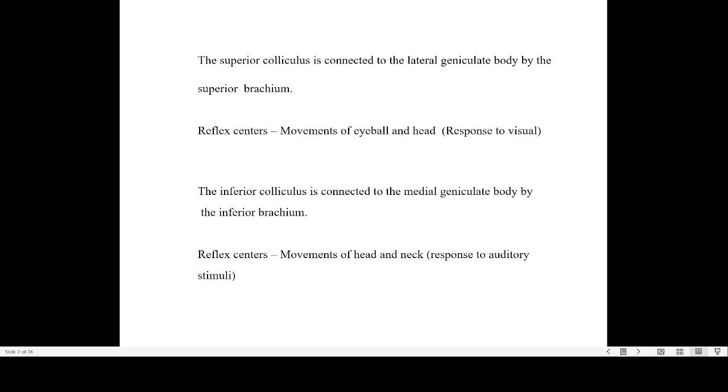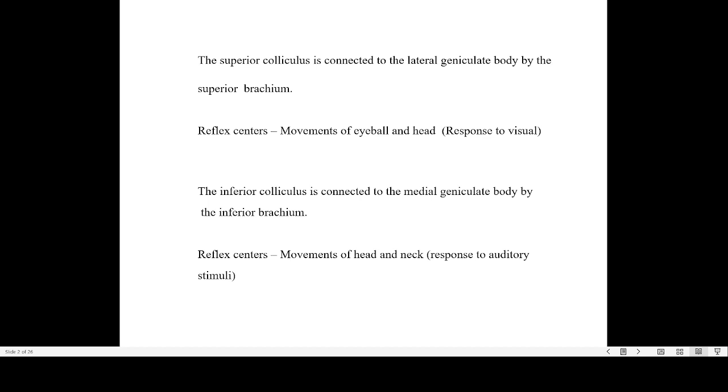The superior colliculus is connected to the lateral geniculate body by the superior brachium. These are important centers in this region. It is one of the reflex centers related to the movements of the eyeball and head in response to visual stimuli.